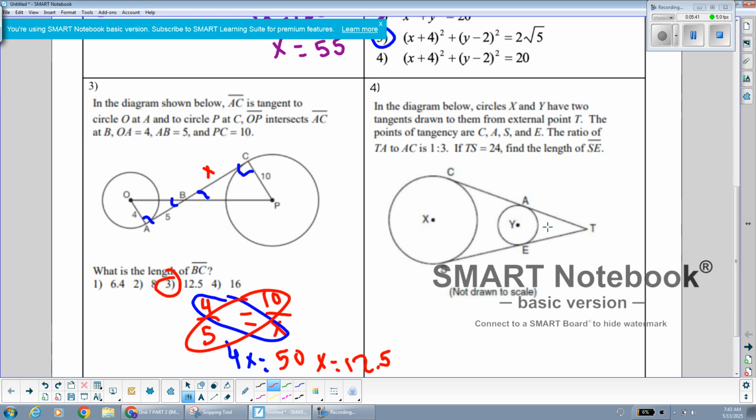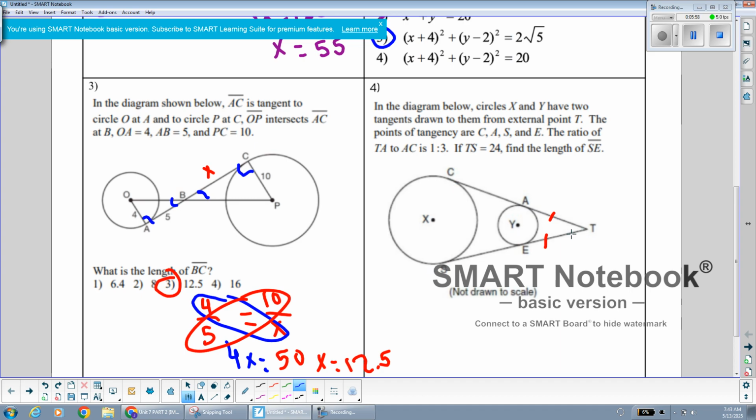Okay, what we need to recognize for this next one is that tangents from the same point to the same circle are congruent. So AT and ET are both tangent to circle Y and come out of point T, so they're congruent.